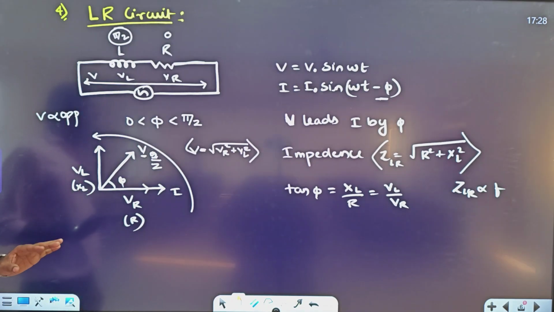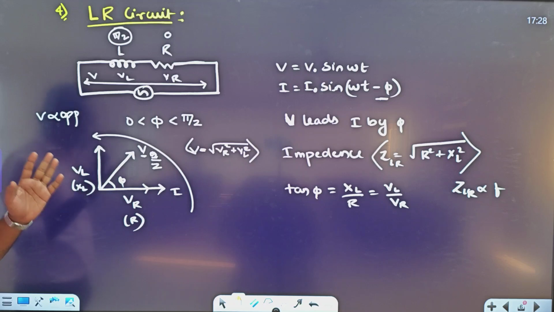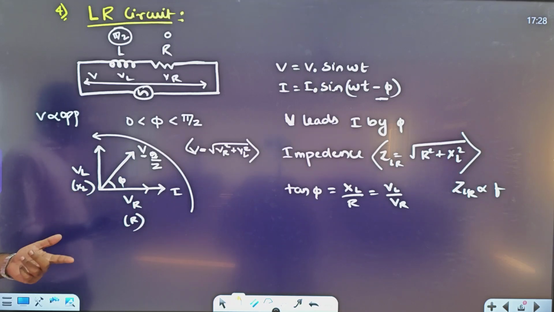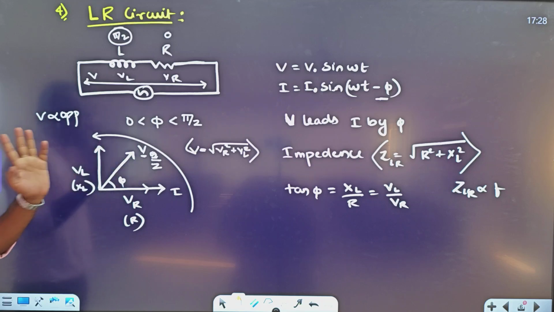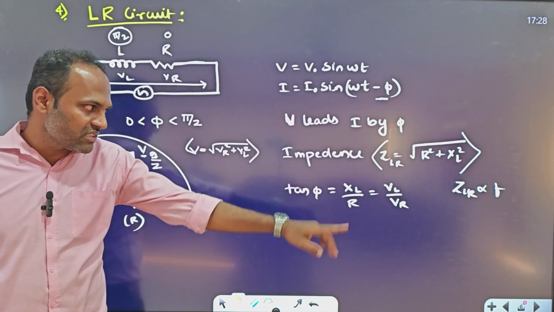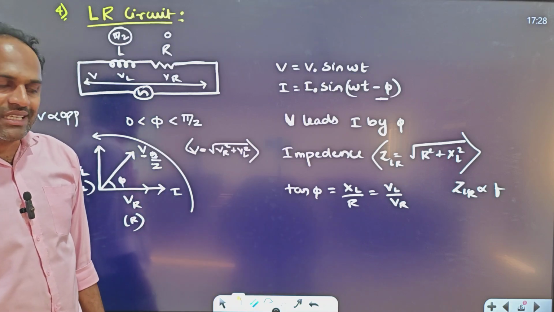So we have two phasor diagrams here. One phasor diagram is in terms of voltage VR, V, VL. Another phasor diagram is in terms of oppositions R, XL, Z. Right? So both things we can show. So impedance in this circuit is ZLR is equal to root of R square plus XL square.